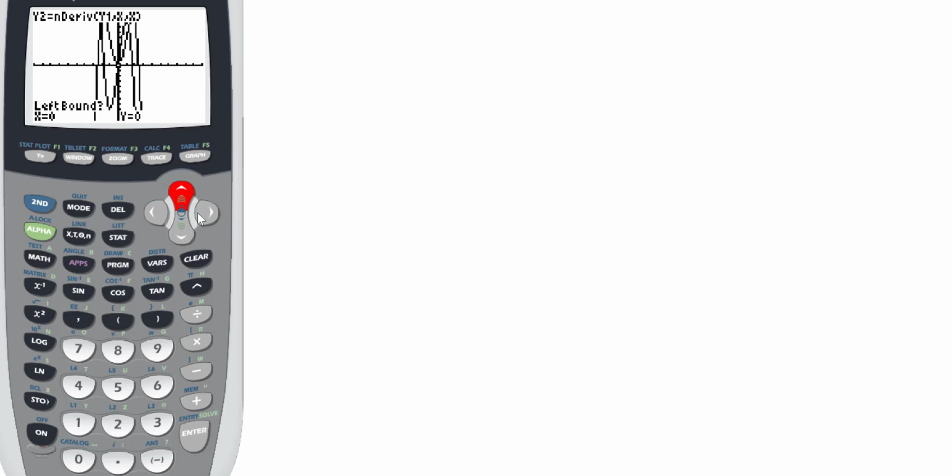So you use up arrow and down arrow to move between equations, and left and right to move around the one graph you're on. Right now I'm on the derivative one, so if I move left, it goes left. So I go left bound, to the left of the 0 I want to find. That's perfect. Hit enter. Right bound: cursor over a little bit more. There we go, that's good. Right bound, hit enter. Guess, hit enter again.